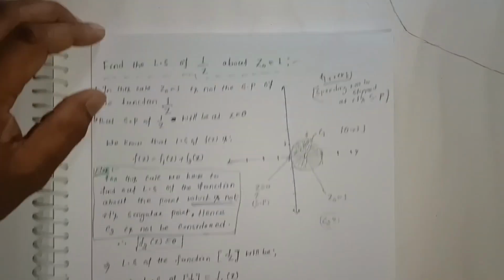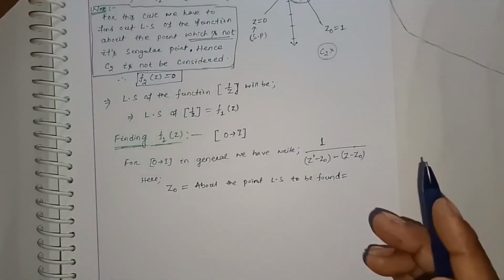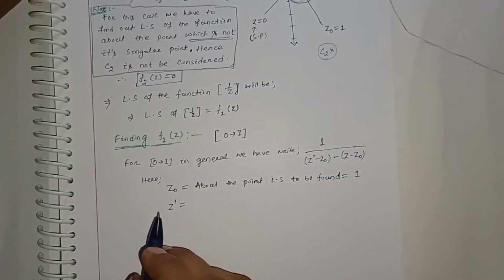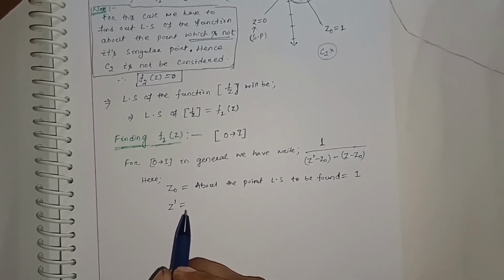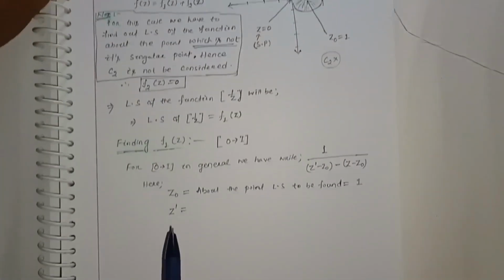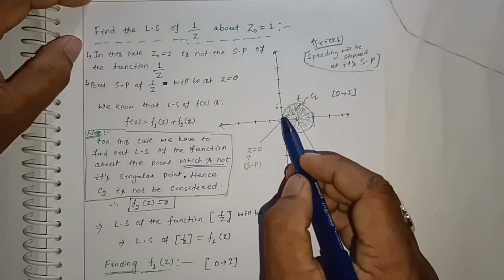The value is how much given? It is given as 1. This is the z0 value. Now which one is the z dash? Z dash is the point from where you start to move towards any point inside the region. That means z dash is always on the circumference of C1.